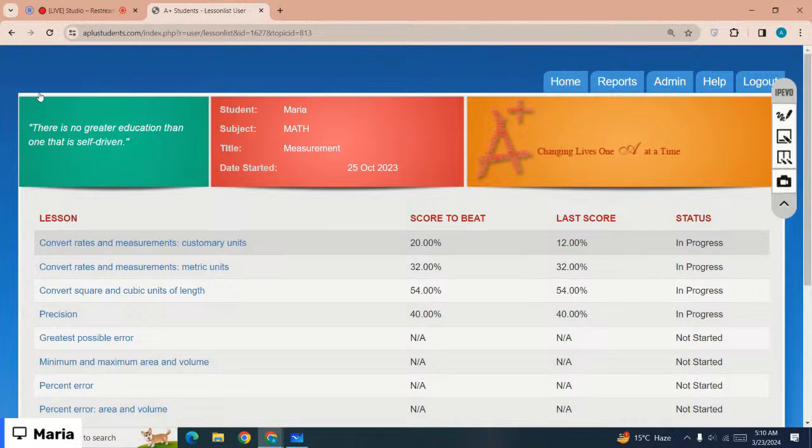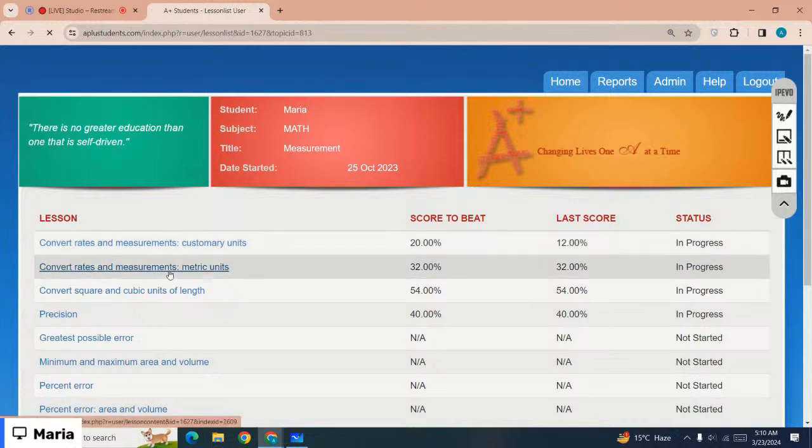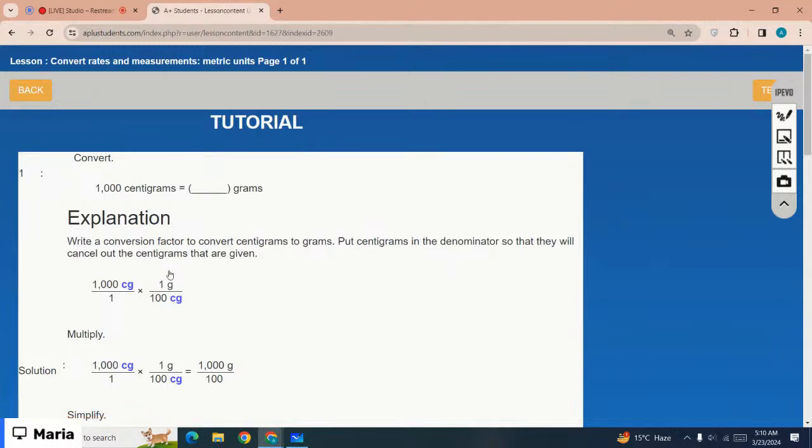The next one is convert rates and measurements, metric units. Let's just start with the next lesson.